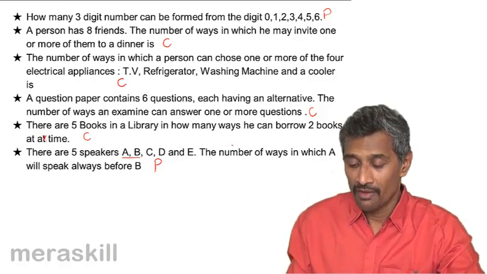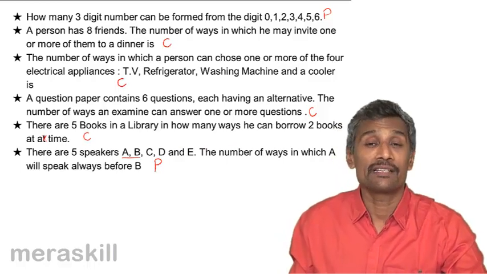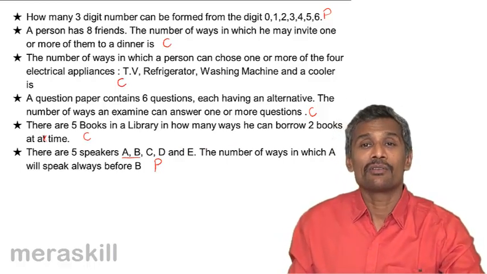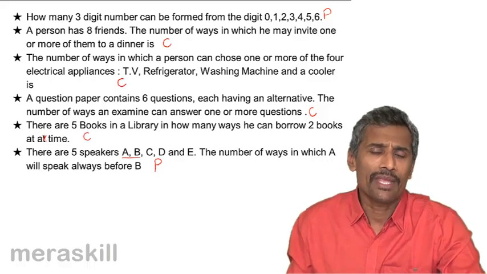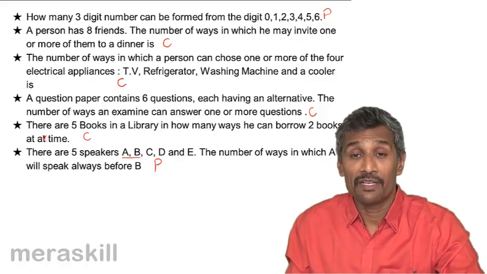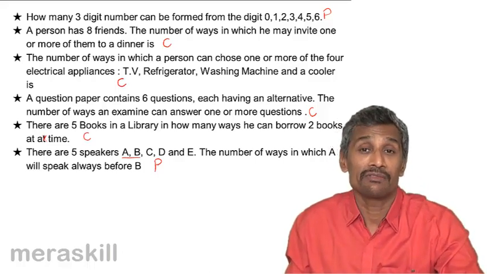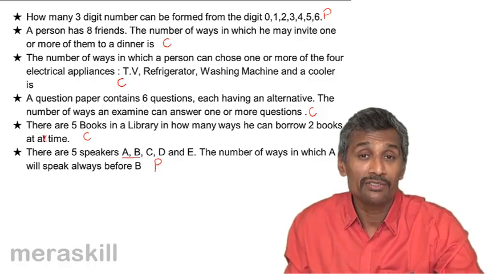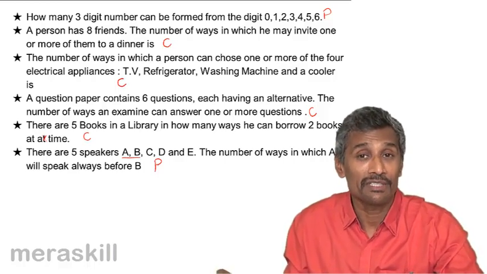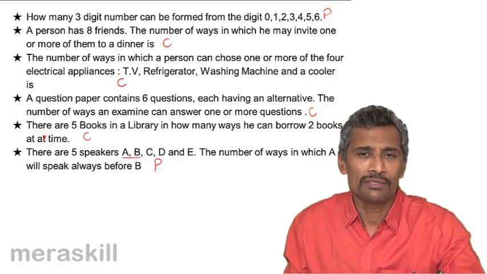Hence, all these examples tell us about the importance of how we can judge whether, in a given situation, we need to use the concept of permutation or the concept of combination. This can be understood by just a few simple tests.